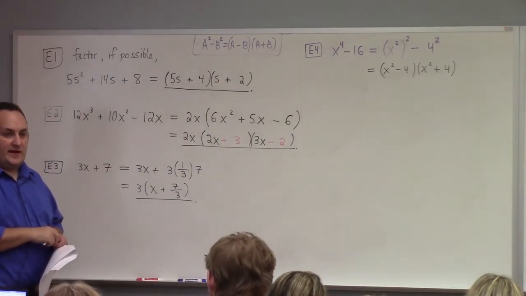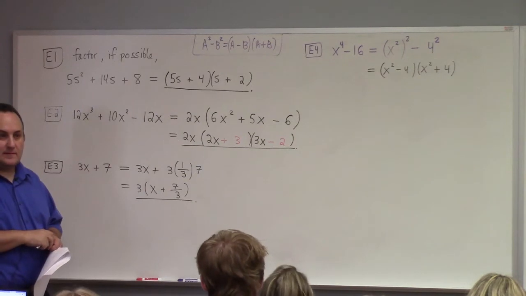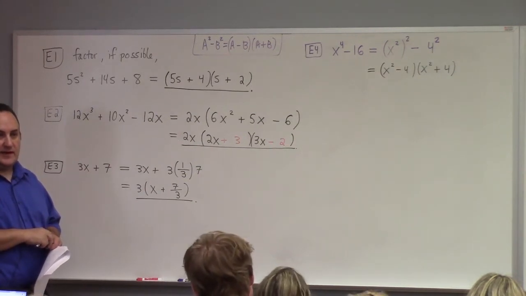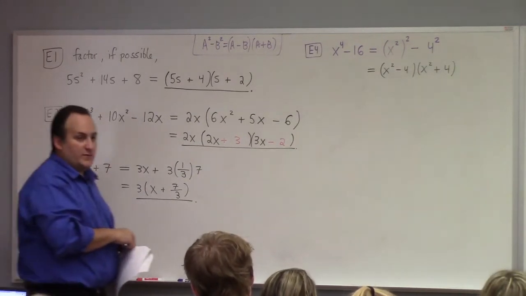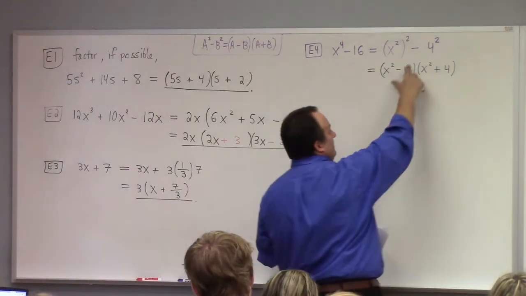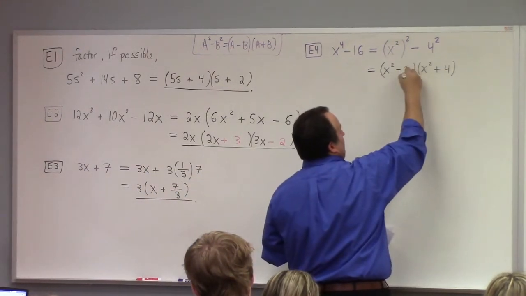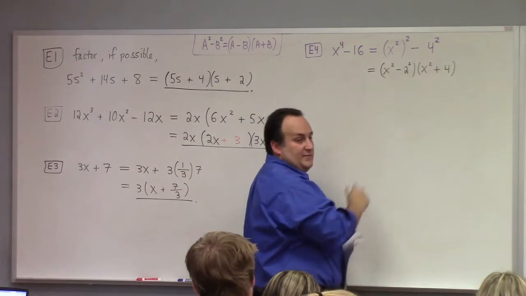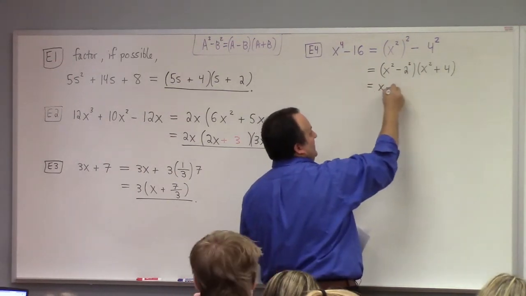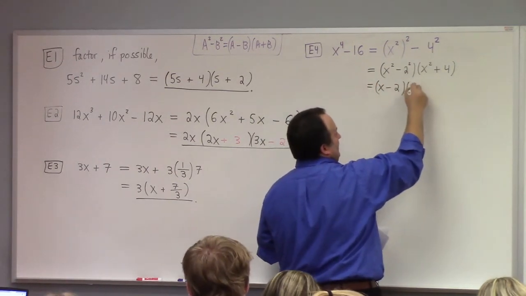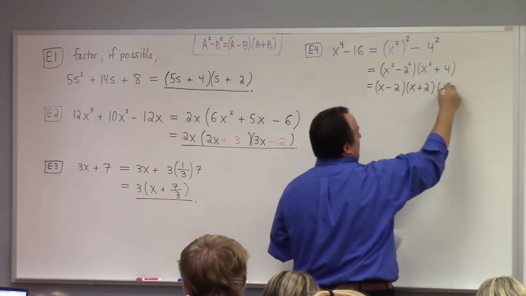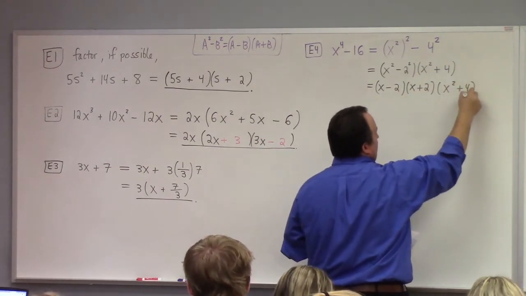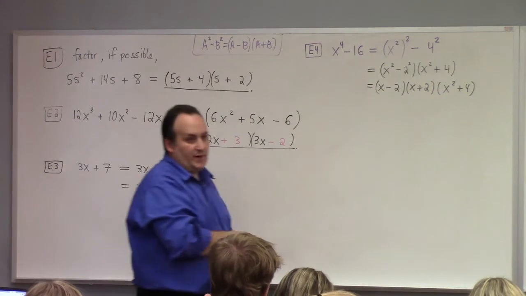Are we done? Can we factor this more? I think we can, right? Because what is 4? 4 is 2 squared, isn't it? So I can look at this as 2 squared. And with that, I can factor that as x minus 2 times x plus 2. How about this x squared plus 4? Can you factor x squared plus 4?